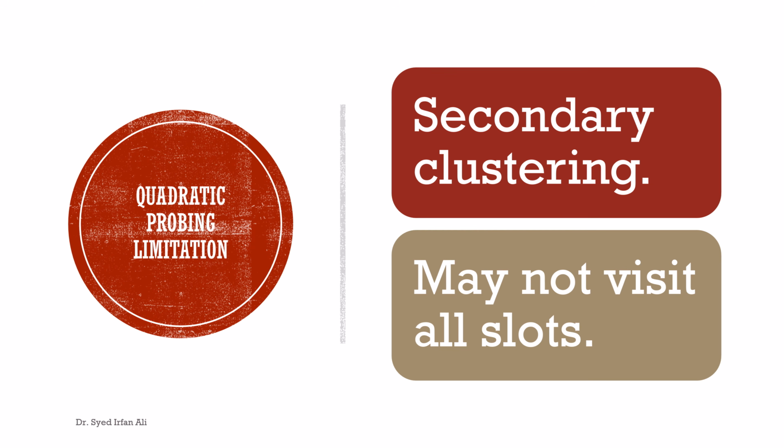Quadratic probing reduces primary clustering, but it still suffers from secondary clustering. Keys with the same initial hash value follow the same probe sequence. Also, quadratic probing may not visit all table slots. So insertion may fail even if empty slots exist.